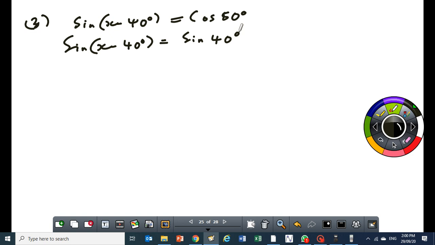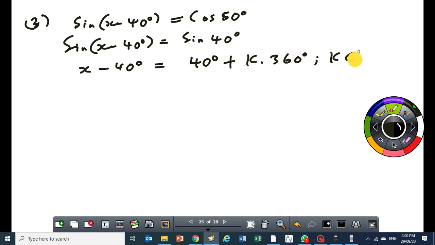Okay? So the next step is to eliminate the sine on both sides, and then we end up having x minus 40 is equal to 40 degrees. Now, this 40 degrees is your reference angle. And it's catering for the first quadrant. We also need to cater for the second quadrant. So I will do that later on. So that's 40 plus k times 360 degrees, where k is an element of Z. So, okay, before I carry on, do you understand why you got this 40?